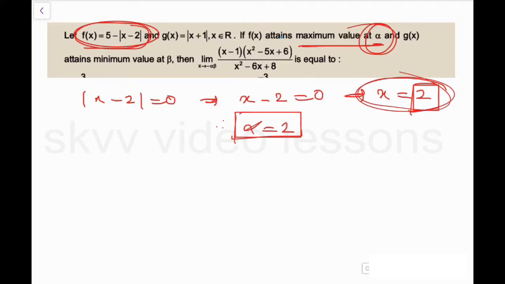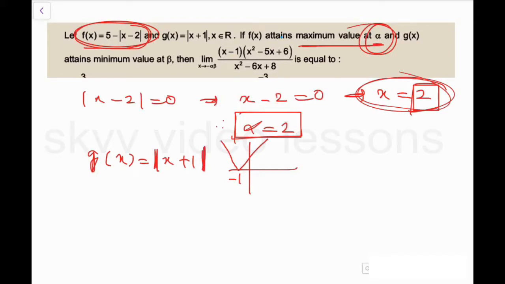Now we have to find out the beta value. What is beta? Where g of x attains minimum value. Here g of x is equal to modulus of x plus 1. Now you can observe that this modulus function has a positive symbol, which means the graph is going upwards. You can see the graph moves like this, and at minus 1 it meets the x-axis. So it has a minimum value.